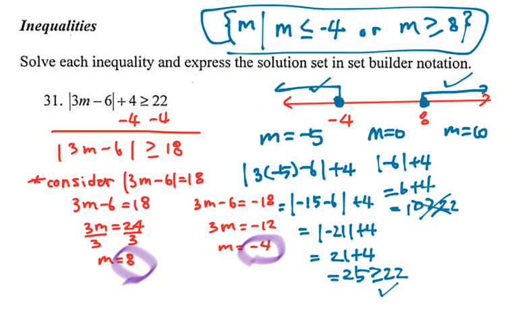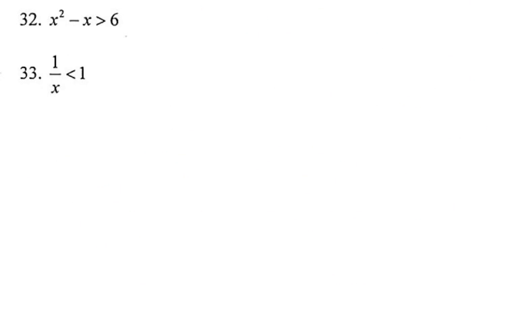All right, let's look at number 32. We have a quadratic inequality. How do you do that? I'm going to subtract 6 so that I can compare to 0. x squared minus x minus 6 is greater than 0.